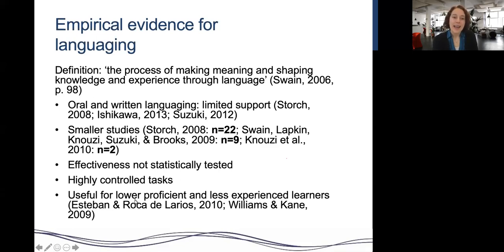Now, it has been shown that languaging is useful for lower proficient and less experienced learners. So it makes sense that it would be suitable for this group. So maybe this is an alternative way of getting that cognitive engagement going, but in a supported way, rather than expecting the learner just to freely work it out themselves.